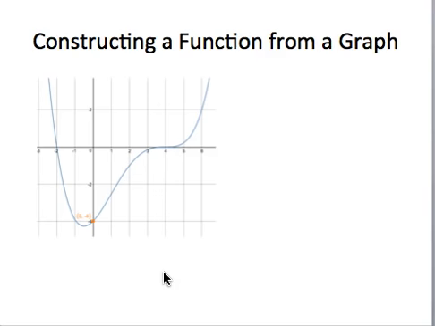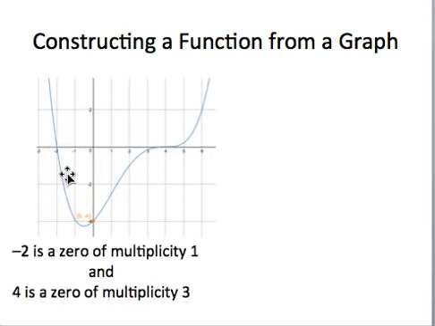Okay, let's take a look at one more. This thing has 2 zeros. We have a 0 here that penetrates, and then we have one here that flattens out at 4. If it flattens out, it is going to be a 0 of multiplicity 3. This one penetrates. This will be a 0 of multiplicity 1. So indeed, negative 2 is a 0 of multiplicity 1.